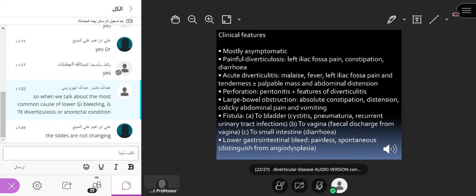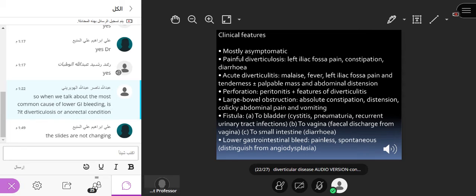So the clinical features we have discussed: mostly asymptomatic, or presenting as left iliac fossa pain, constipation, maybe alternating diarrhea. Constipation is a pseudo diarrhea, because only pelvic collection and irritation occur, and only mucus secretion.